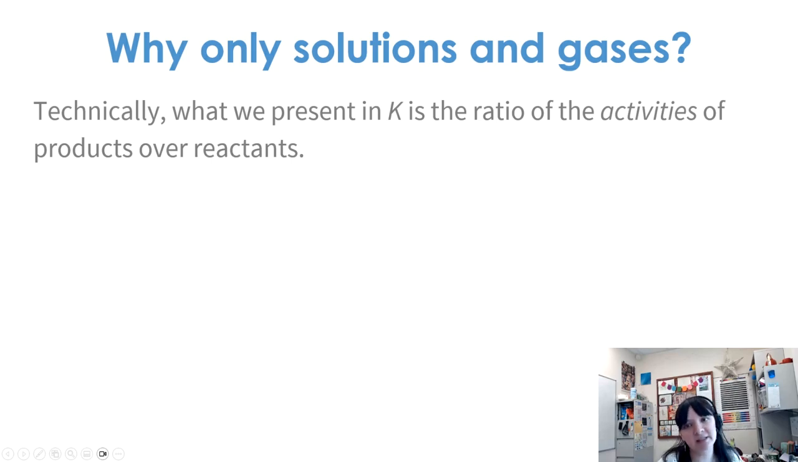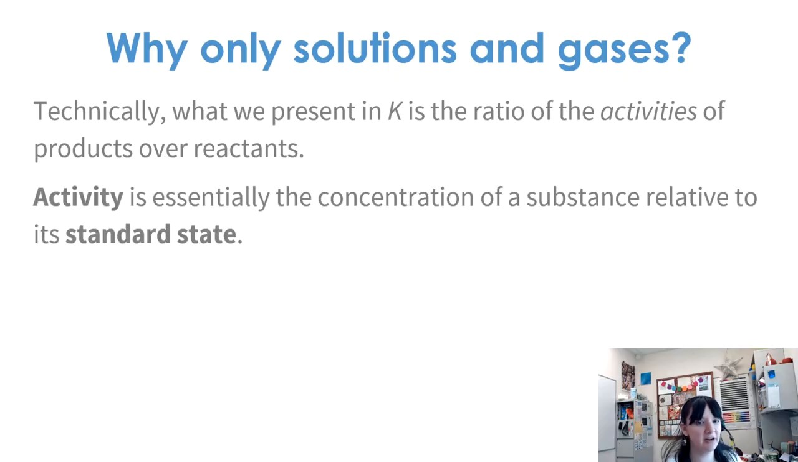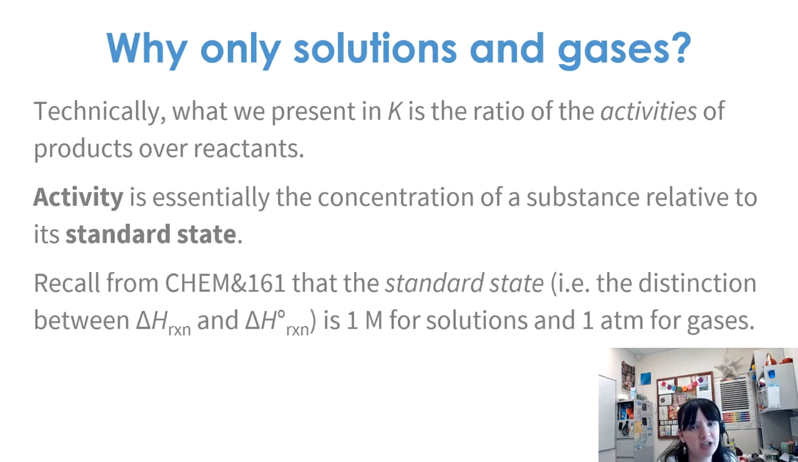The reason for this is that when we show that K constant, this is the ratio not technically of the concentrations of our products over reactants, but instead of the activities of those products or reactants. Now, activity is defined here as basically the concentration of a substance relative to its standard state. You may recall standard state from Chem 161, which was first mentioned when talking about enthalpies of reaction and standard enthalpies of reaction, right?